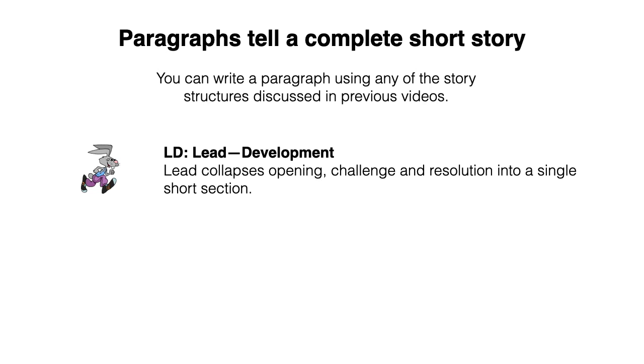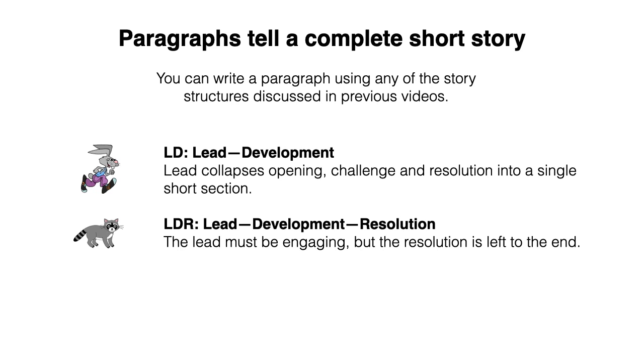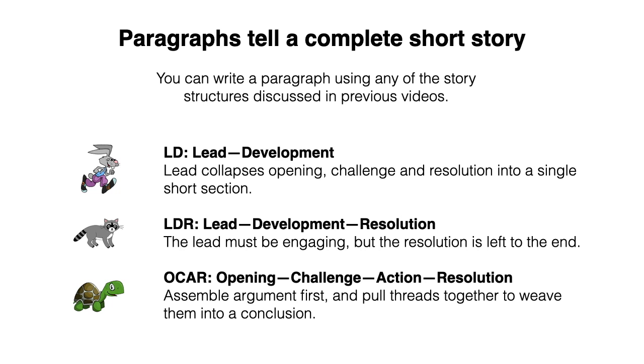As we saw a few slides ago, paragraphs tell a complete short story. And you can write a paragraph using any of the story structures discussed in previous videos. The fastest one is the LD structure, where the lead collapses the opening, challenge, and resolution into a single short section. A slightly slower one is the LDR structure. The lead must be engaging, but the resolution is left to the end. And of course the slower one is OCAR, where you assemble the argument first and pull the threads together to weave them into a conclusion.